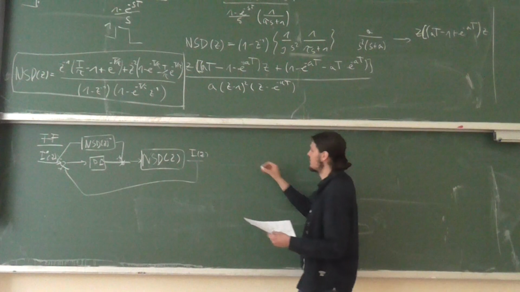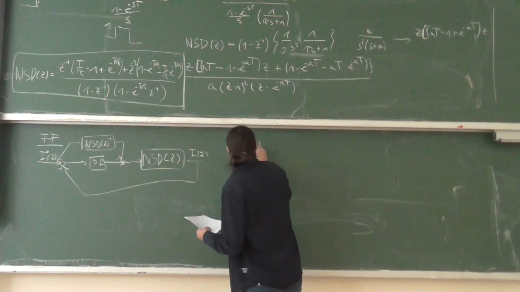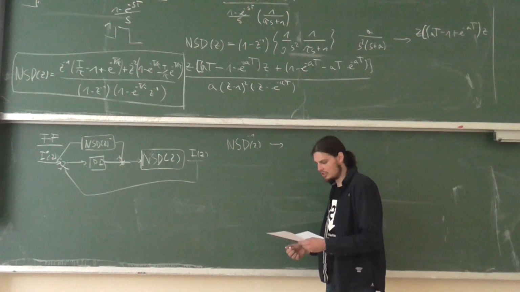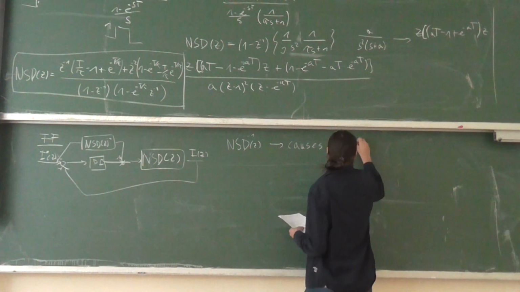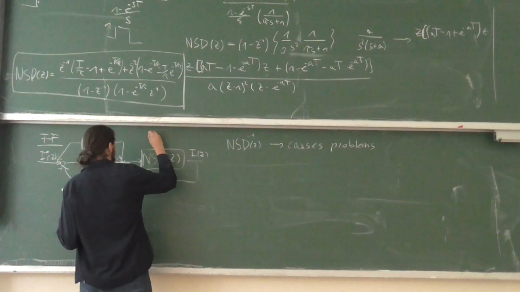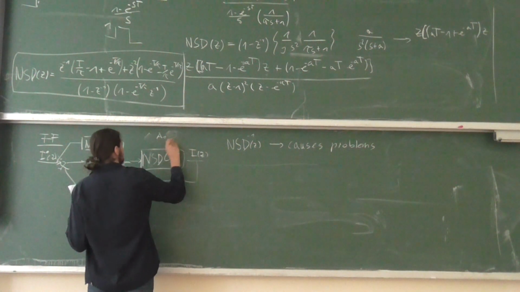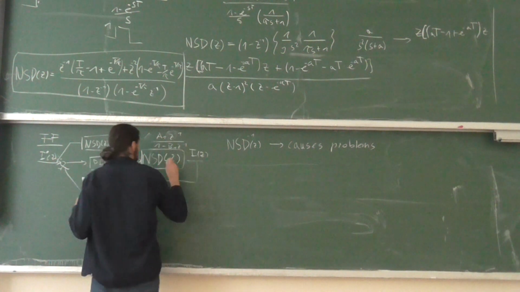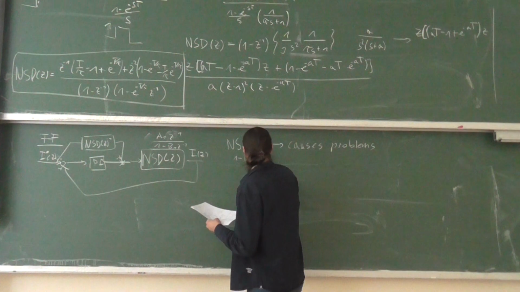The problem is that the inverse in the discrete domain can cause problems. It can be unphysical, very often it's just not feasible. In our case, the NSTLC looks something like A1 z to the minus 1 over 1 minus b1 z to the minus 1, right? That's basically the structure. So if I do the inverse, it looks like this.